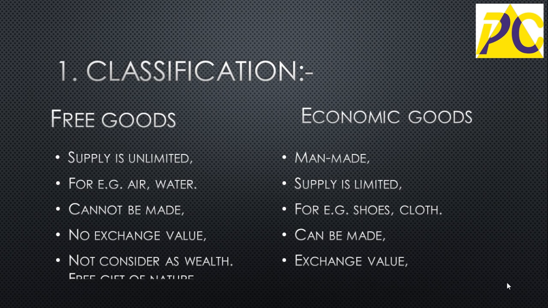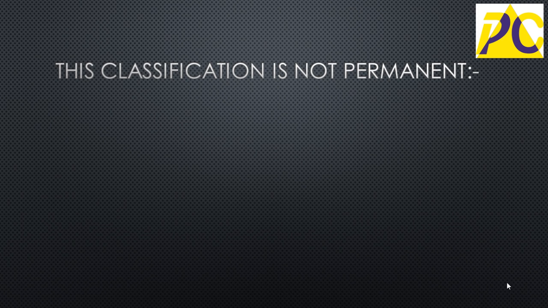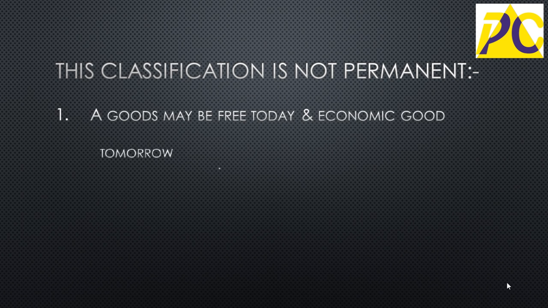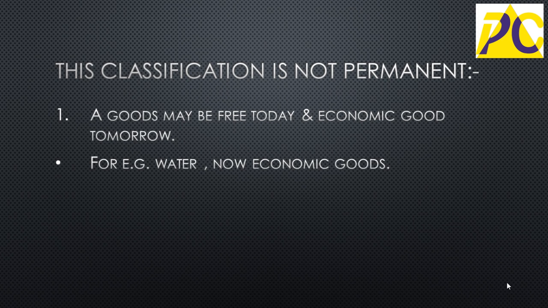One more thing about this classification you have to remember is that it is not permanent. It changes from time to time, place to place, person to person. A good may be free today and an economic good tomorrow. How? For example, water was free many years before, but now it is packed in bottles and sold. Therefore, what was once a free good is now an economic good.